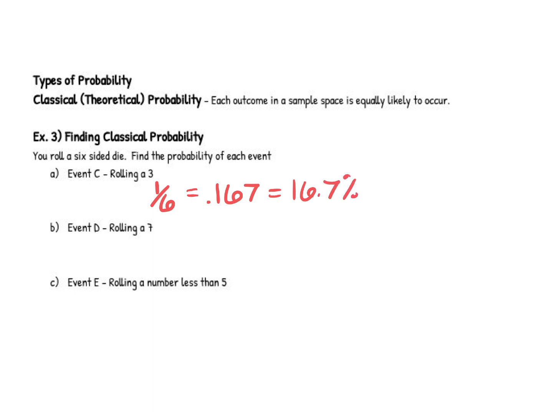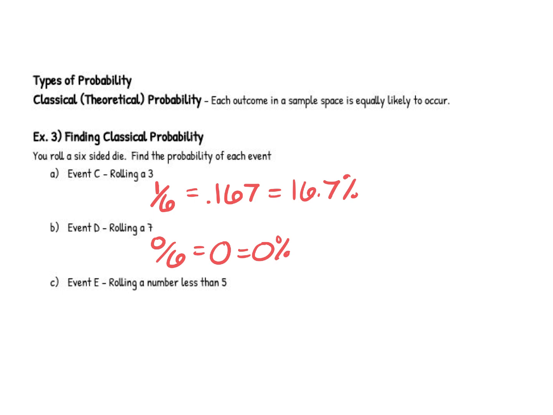Event D, rolling a 7. How many 7s are there on a 6-sided die? There are 0. But there are still 6 possibilities, so 0 out of 6, which is 0 or 0% chance.